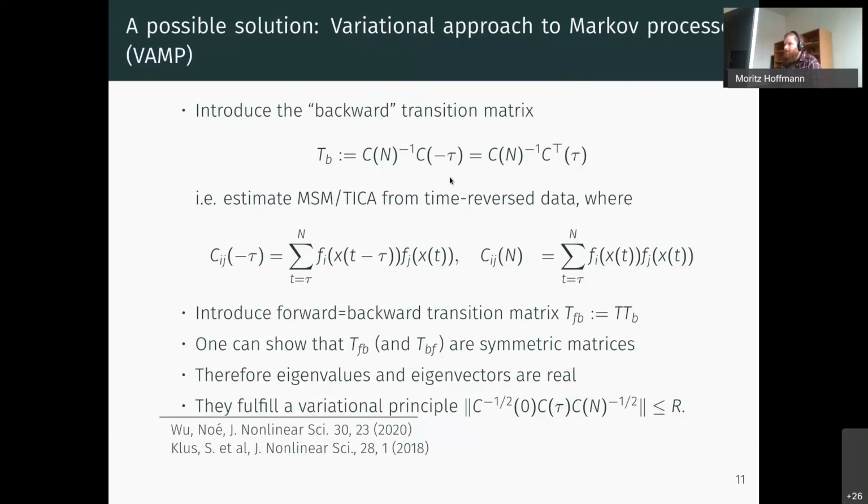It's not really a transition matrix, it's rather a propagator in time. So you look at the forward propagation and the backward propagation. You propagate stuff backwards in time. This is what this expression should say. So we have C_0 inverse times C minus tau, and C minus tau is just the autocorrelation x_{t-tau} x_t.